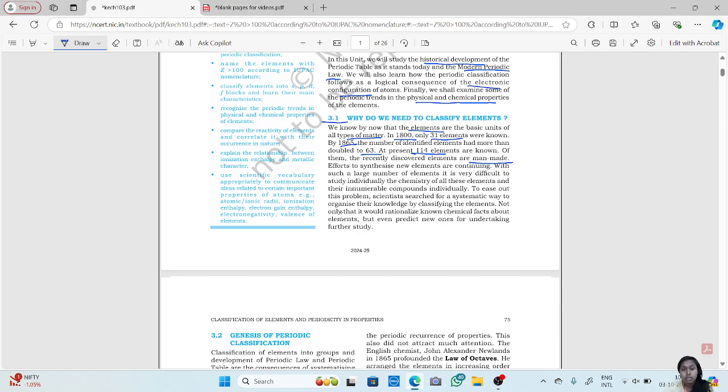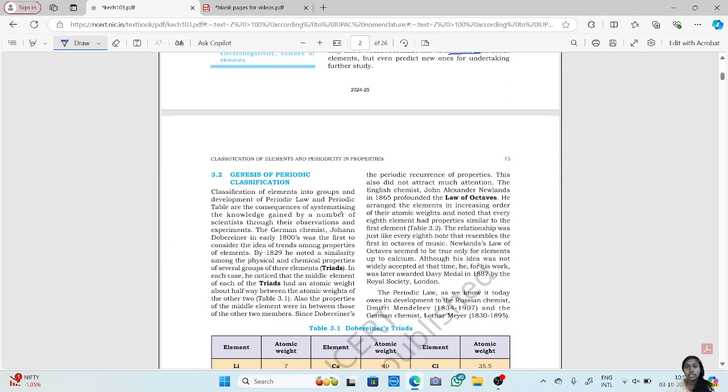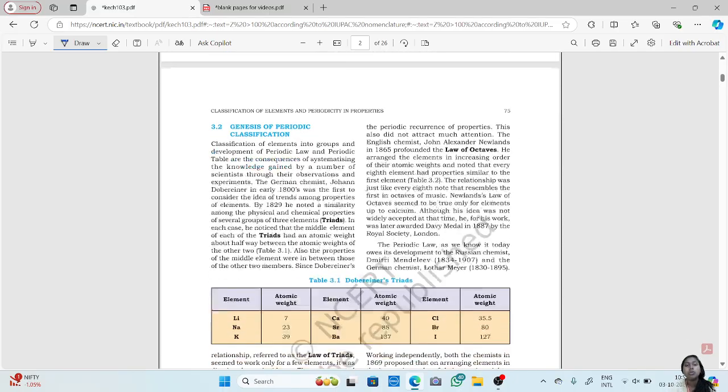So to ease out this problem, scientists searched for a systematic way to organize their knowledge by classifying the elements. Scientists developed a systematic way in which they arrange all the elements and classify them. Not only that, it would rationalize known chemical facts about the elements, but even predict new ones for undertaking further study. If you know to arrange them, you should know some factors, right? If you know the factors, you can arrange them. If some of them follow the same factors, you can arrange them in an order, right? So it will make it more convenient to know the properties also.